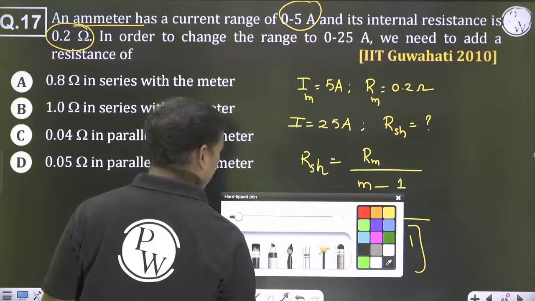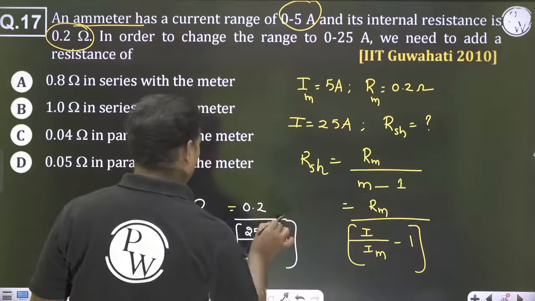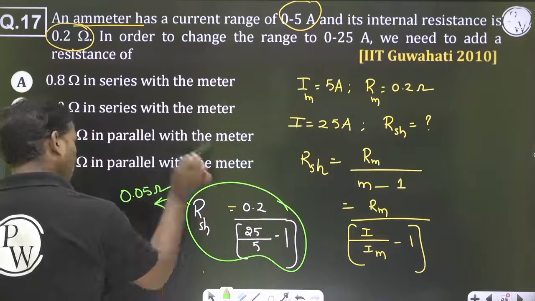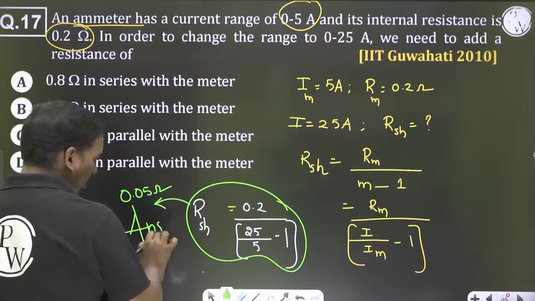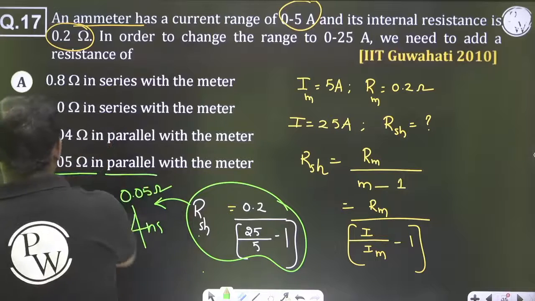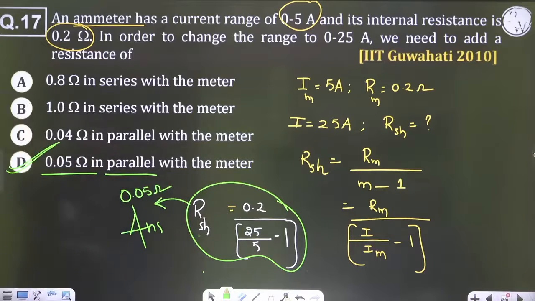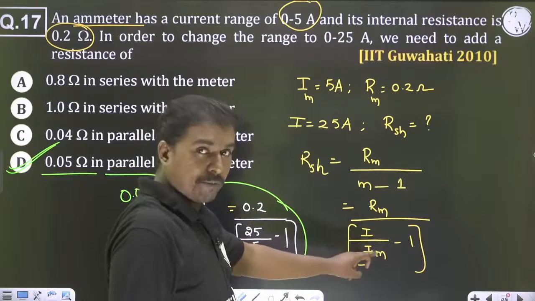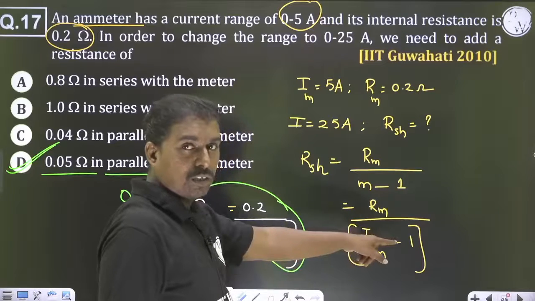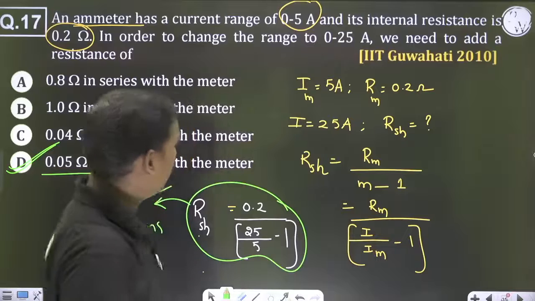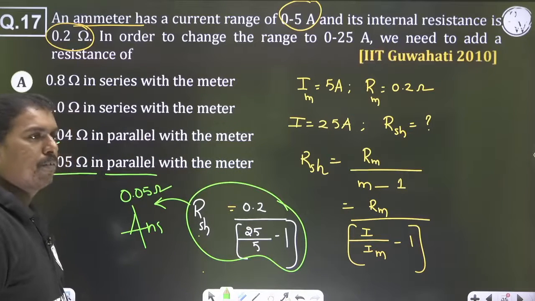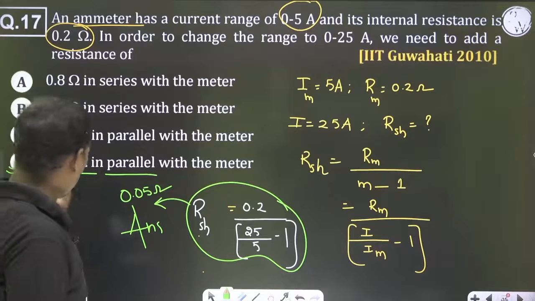What is the answer? 0.05 ohm. That is the answer. And always shunt means parallel. You can check it. RM is 0.2, I is 25, IM is 5, 5 minus 1 is 4, 0.2 by 4, 2 by 40, 1 by 20, 0.05. Yes, perfect. 0.05.